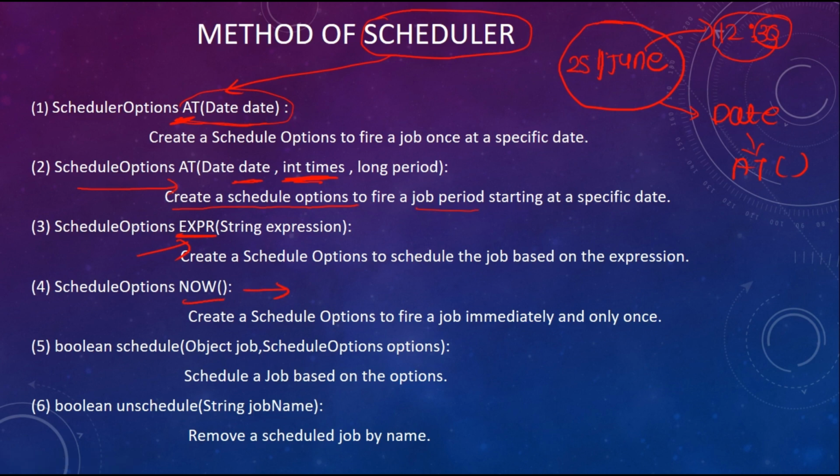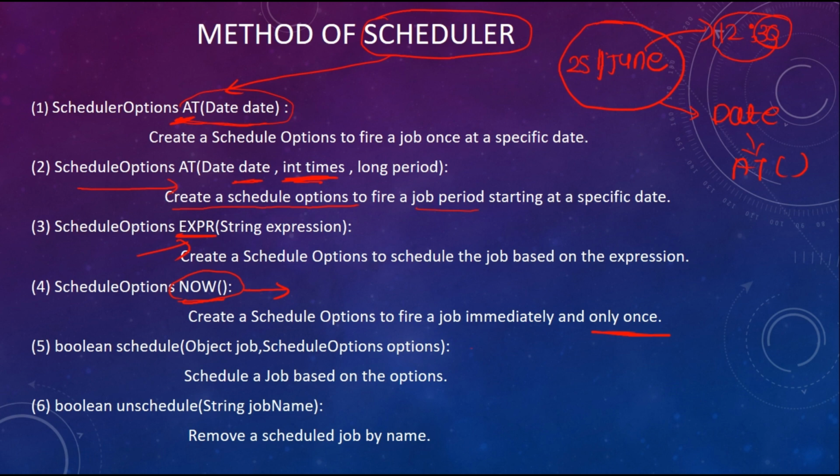After that, here we have a now. If you want to execute your job or scheduler right now, then you can simply use this now method, and it will execute only once. When your scheduler is scheduled and you have called this method, then it will immediately execute.